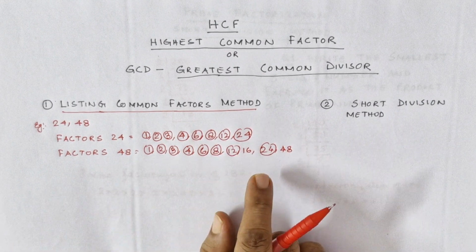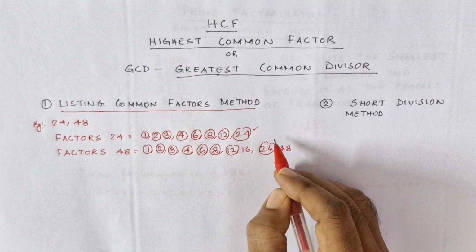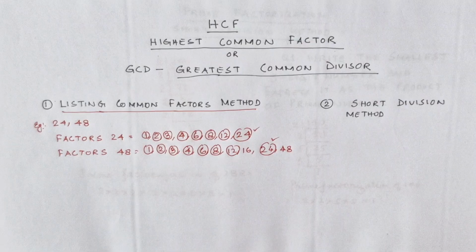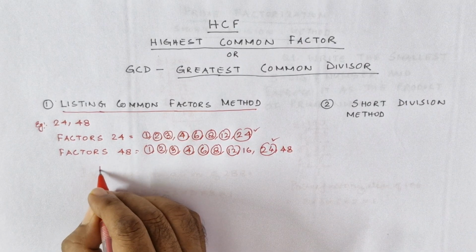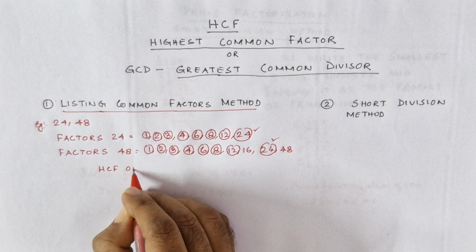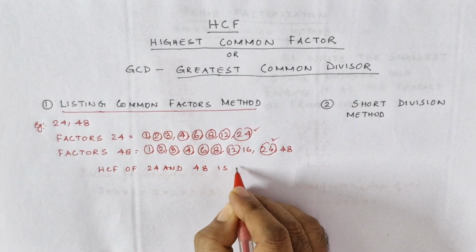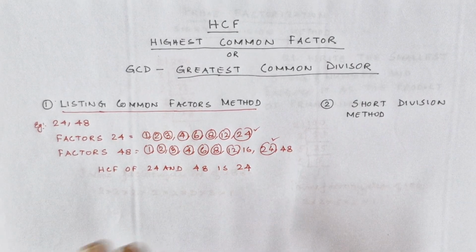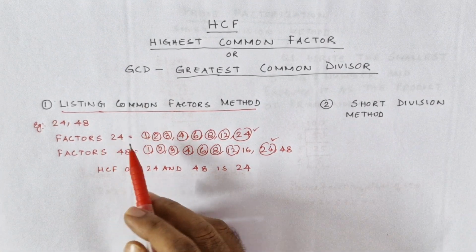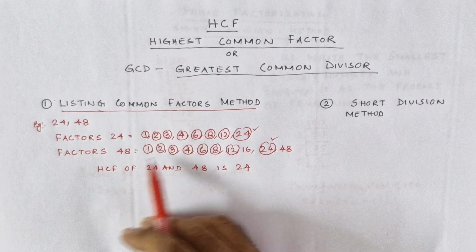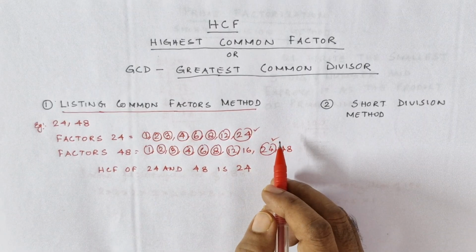But out of these common factors, which factor is the highest among these? You can see 24 is the highest common factor. Got it? So 24 is the highest common factor. So we can write HCF of 24 and 48 is 24. Very simple. If you get three numbers, do it in a very similar way. Find out the factors of first, second and third, list them down, circle the common factors, and the HCF will be the largest among the common factors.